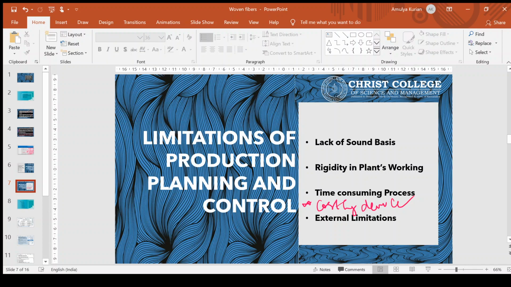So in today's module, we dealt with what is production planning, what is production control, what is the definition of production planning and control, what are the objectives of production planning and control, and the importance and limitations of production planning and control. So hope you understood this.